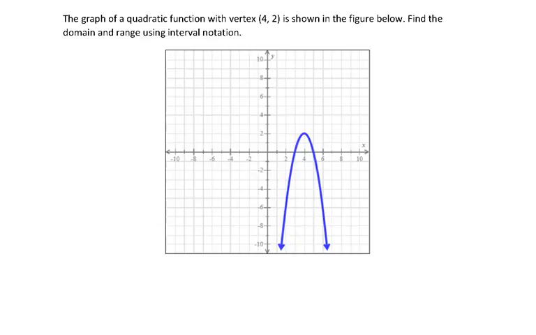Hi everyone, so for this video we're going to look at some characteristics when we're looking at graphs. And so here we have the graph of a quadratic function with the vertex (4, 2). So remember, vertex is the turning point. Okay, and then we need to find the domain and range using interval notation.